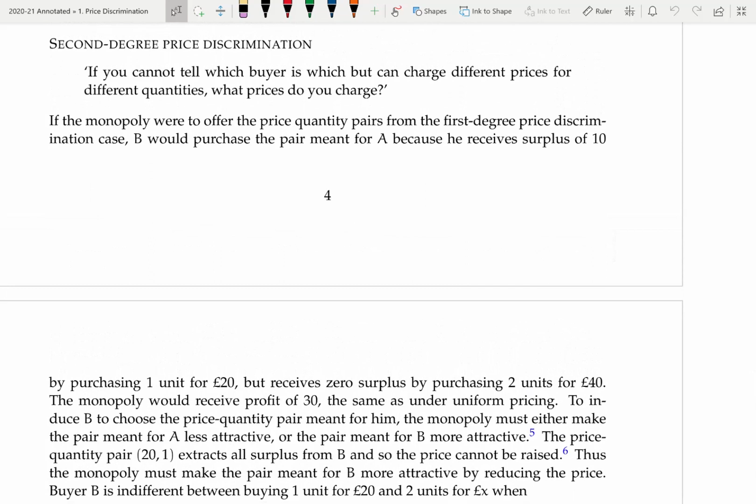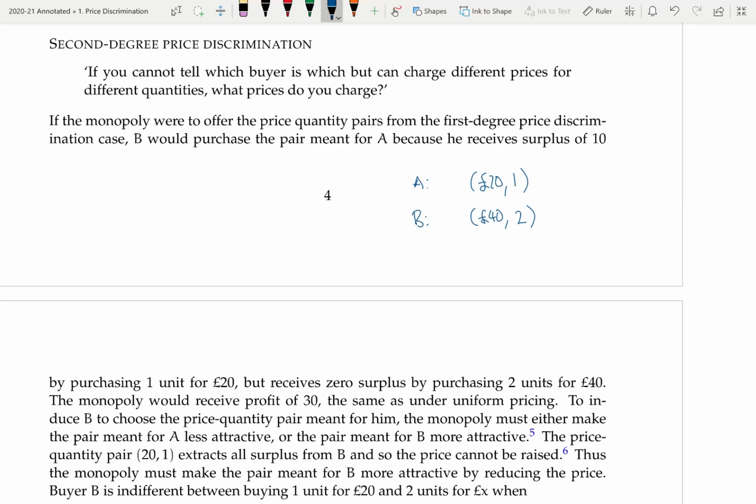To do this, it's helpful to think about what the monopoly offered under first degree price discrimination. It offered 2 price quantity pairs. It offered one specifically to buyer A, and that was the price quantity pair of £20 for 1 unit. And it offered to B the price quantity pair of £40 for 2 units. Because the monopoly is no longer able to offer a different price quantity pair to each consumer, let's think about what happens if it offers these price quantity pairs and the 2 consumers can now choose which one they prefer. Which ones would they choose?